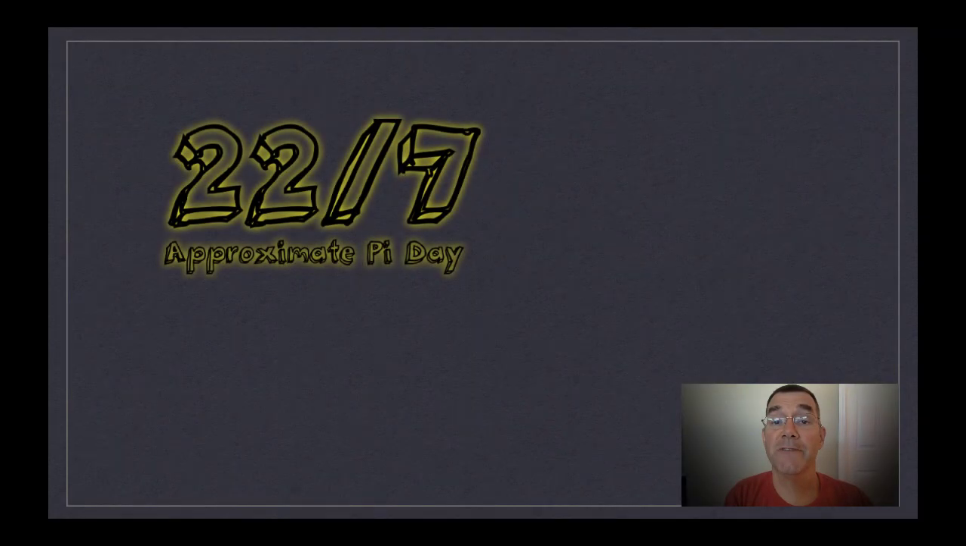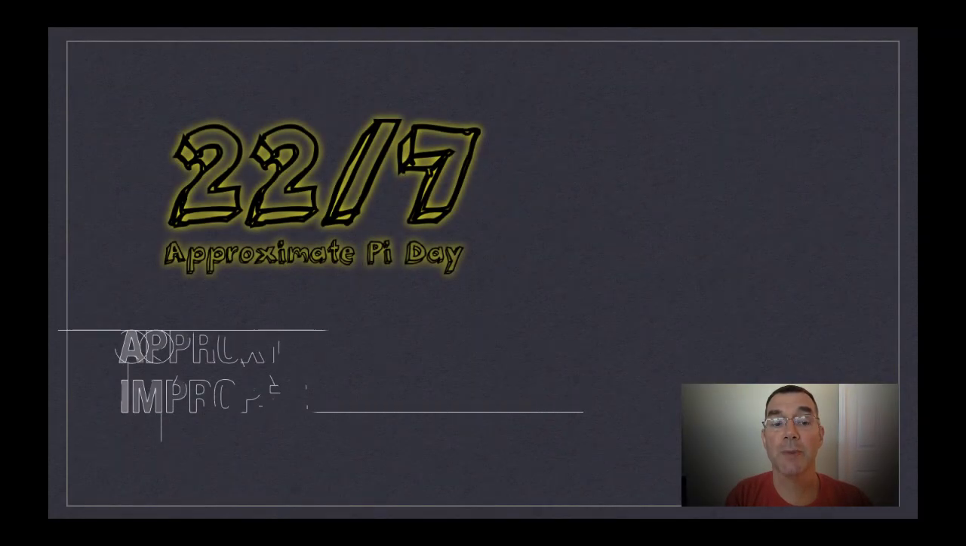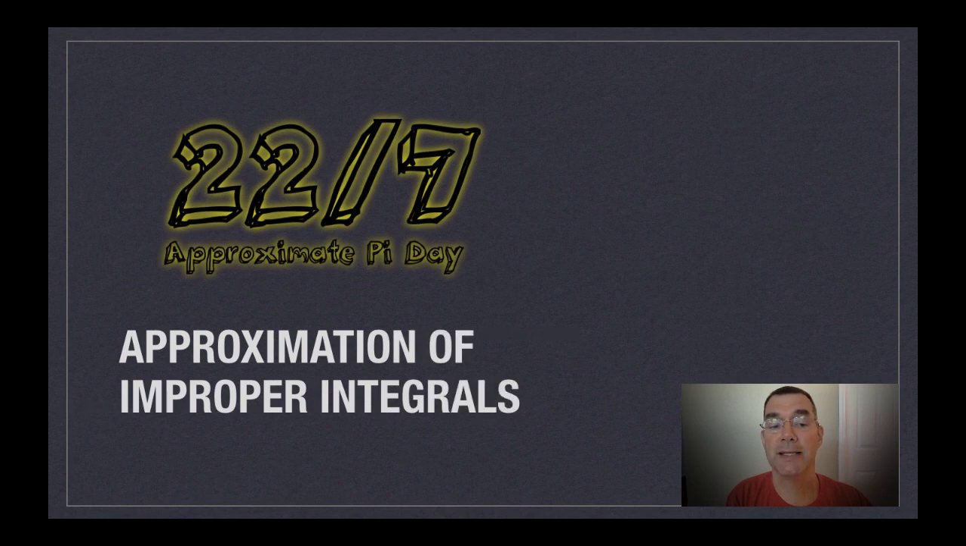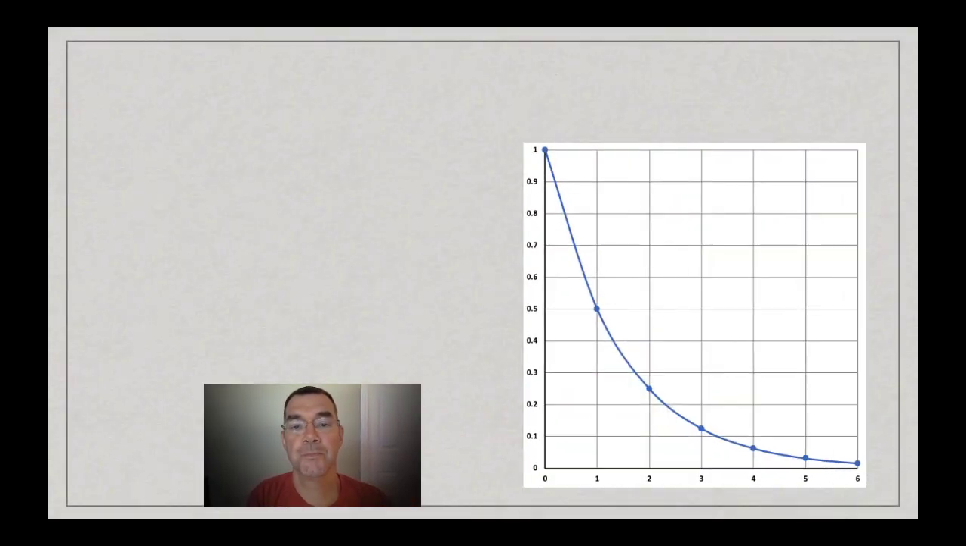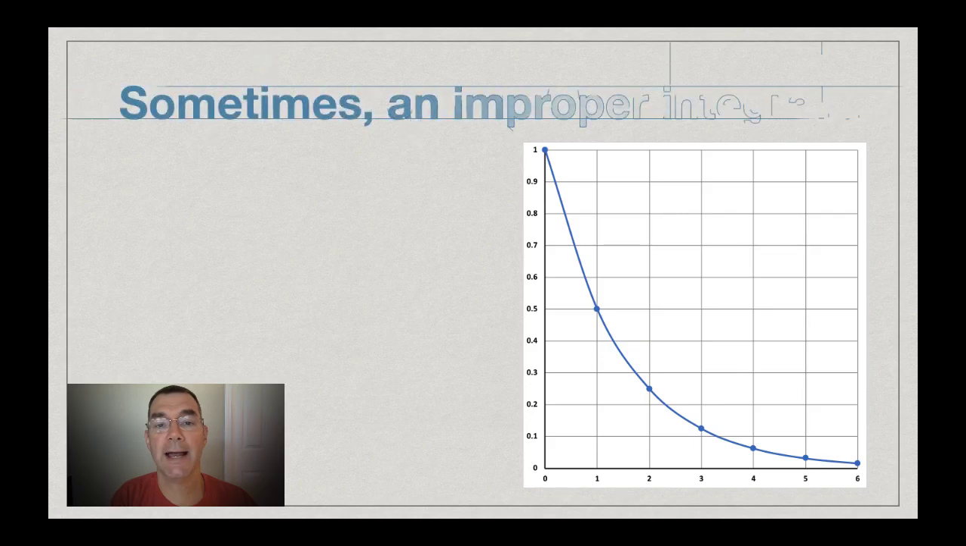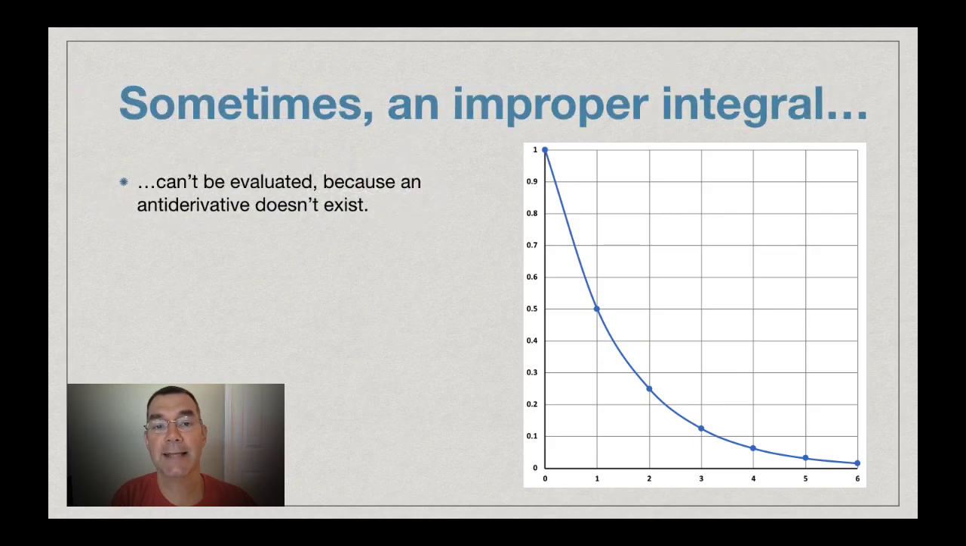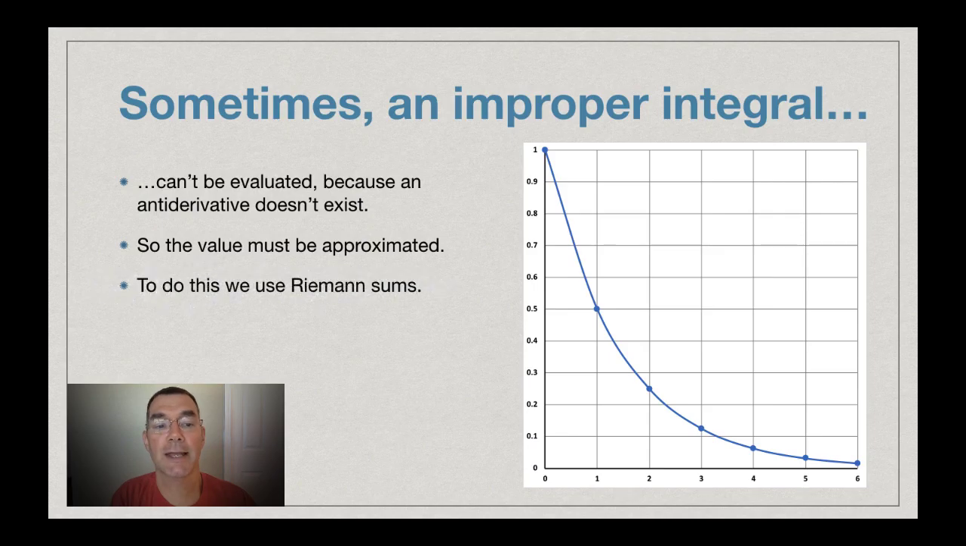Hello again. We're going to finish up our discussion of improper integrals by talking about how to approximate those improper integrals. So let's say I have a graph like this, and I want to find the improper integral of it from some x all the way up to infinity. But let's say that it can't be evaluated because I don't know what the antiderivative is, or no one knows what the antiderivative is because it doesn't exist. So what we have to do is approximate the area under the curve. And we do that using what are called Riemann sums.